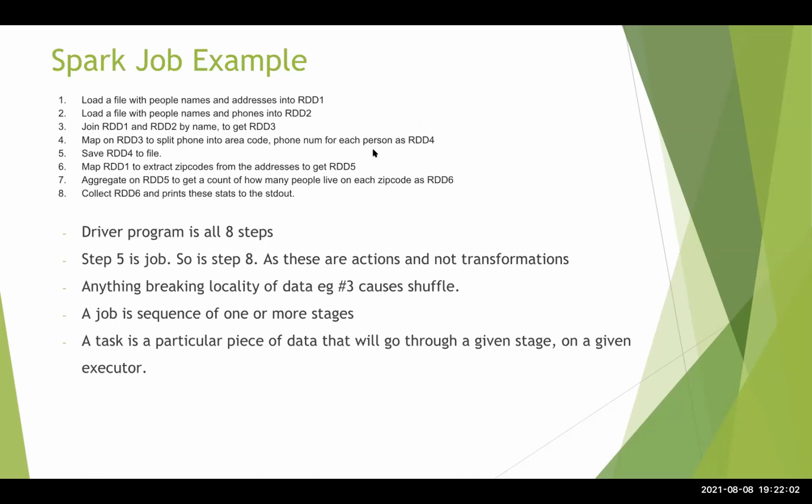RDD4, I'm saving it to a file. Now I still have RDD1 with me. So I apply a map operation over RDD1 to extract the zip code from the addresses to get RDD5. In RDD5, we'll have the zip codes extracted from RDD1. Now I will aggregate on RDD5 to count how many people live in each zip code. I'll get that as RDD6.